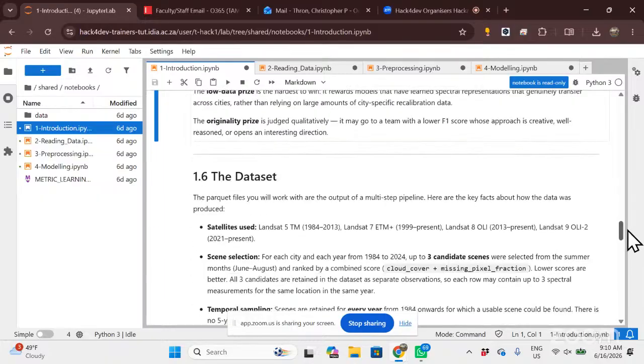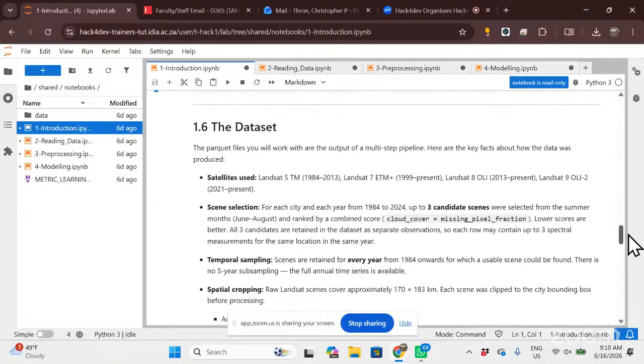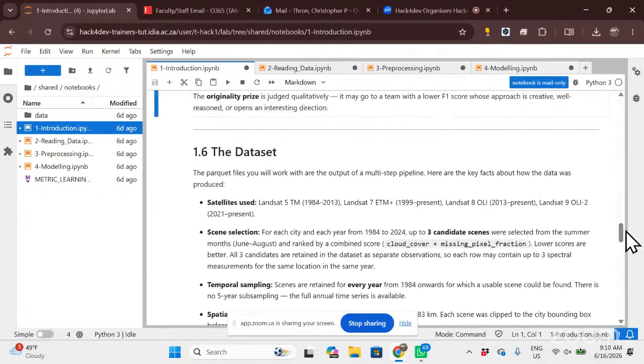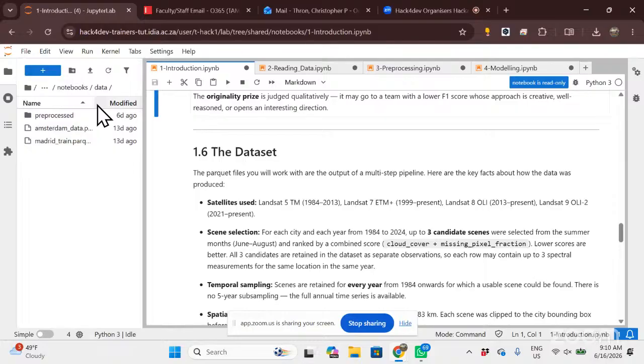Okay. All right. So the data set is Parquet files. I guess they're in this notebook data here. I don't know too much about the Parquet format. It's just an efficient way of storing data.